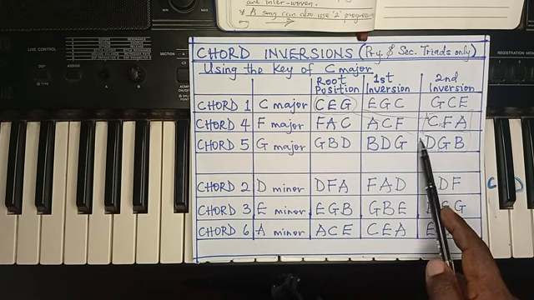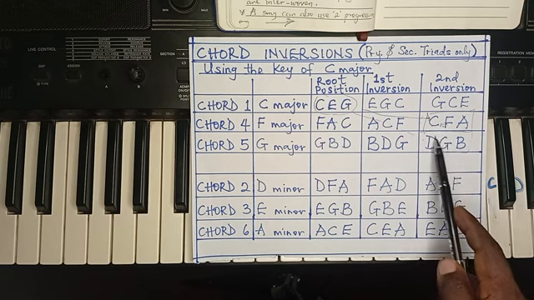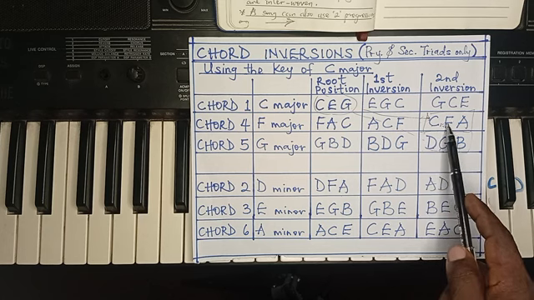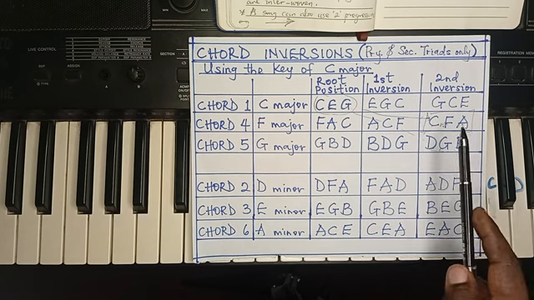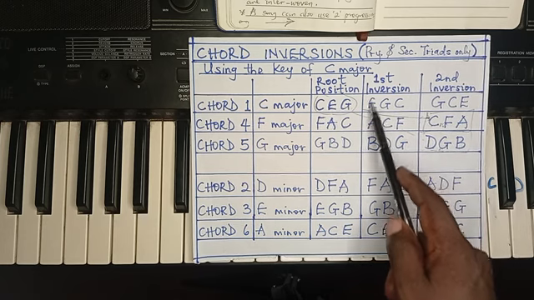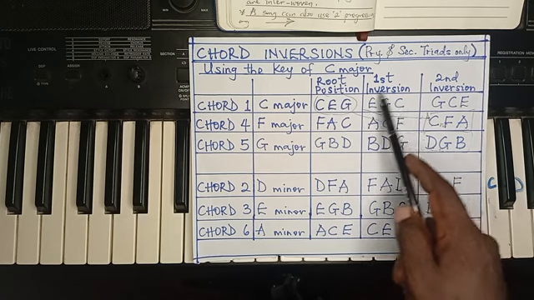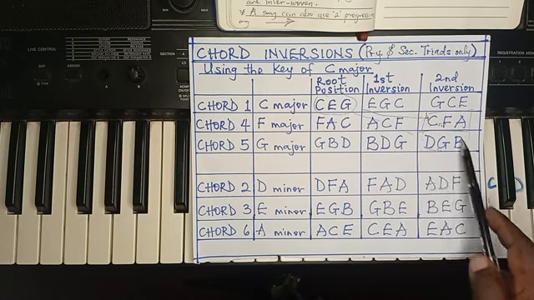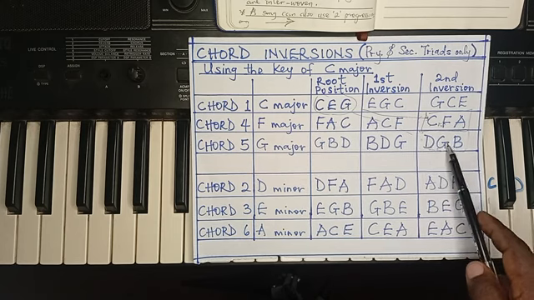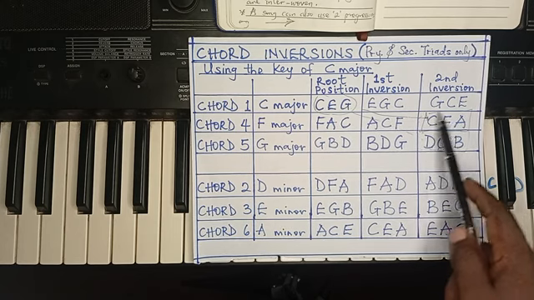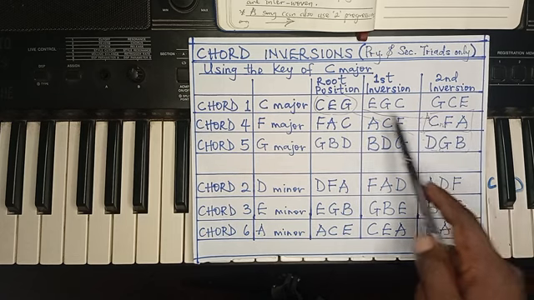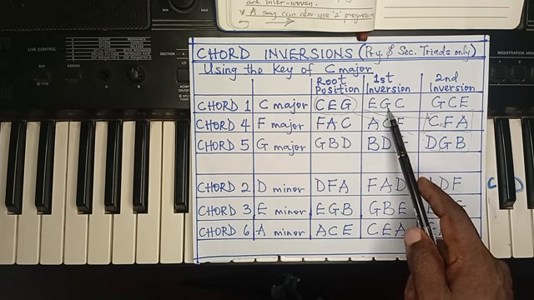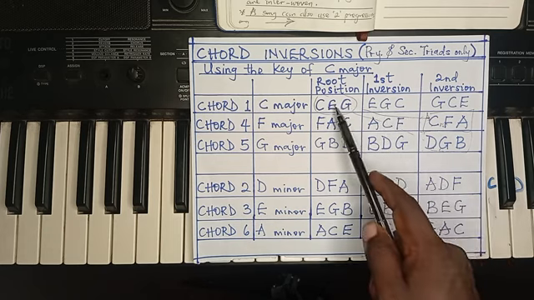D comes down to C, F comes down to E, G comes down to F, and B comes down to A. That's fantastic. First inversion of C major chord 1 to second inversion of chord 5 and back to second inversion of chord 4, then back to 1. And the 1, you can come back to this.